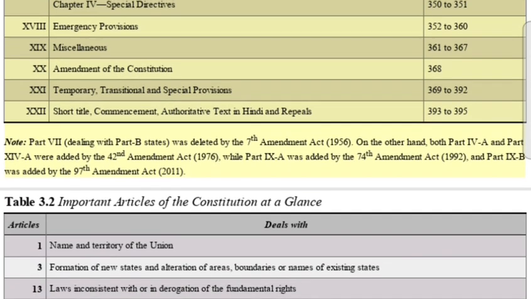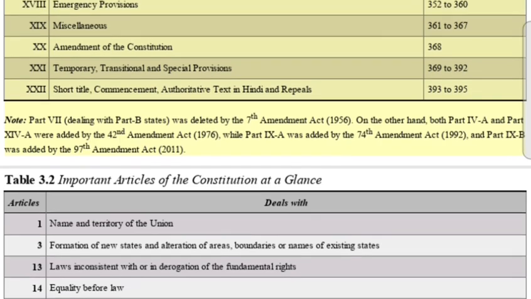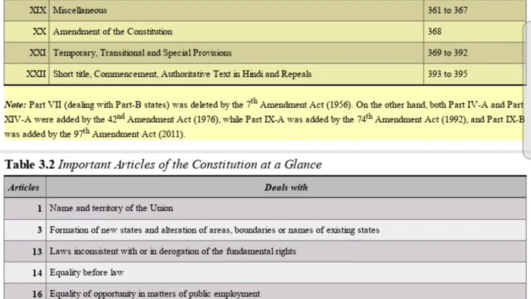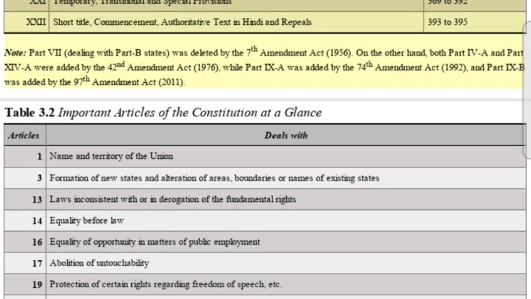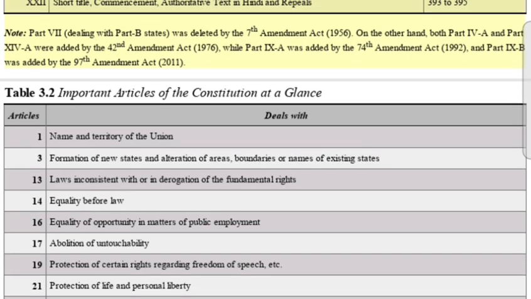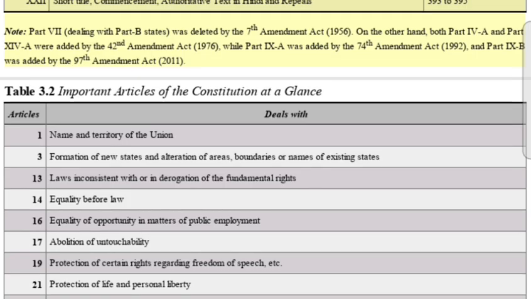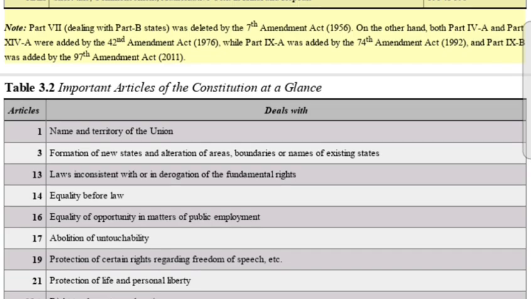Note: Part VII, dealing with Part B states, was deleted by the 7th Amendment Act, 1956. On the other hand, both Part IVA and Part XIVA were added by the 42nd Amendment Act, 1976, while Part IXA was added by the 74th Amendment Act, 1992, and Part IXB was added by the 97th Amendment Act, 2011.